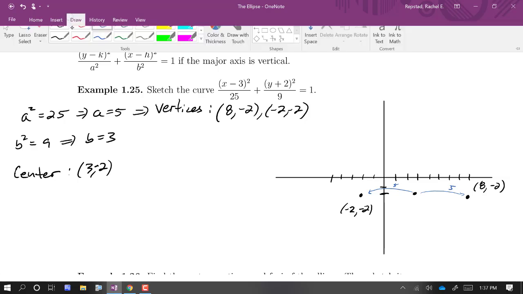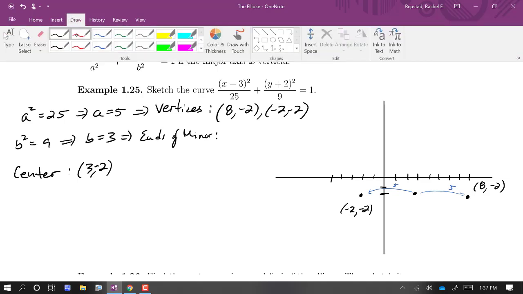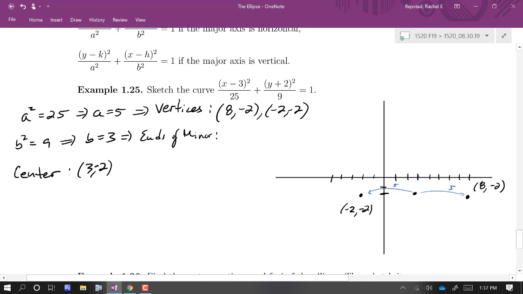What about the ends of the minor? It's gonna be 3, 1, and then 3, -5. You just add both sides, or add -3 rather. Yep, so we're going to go up 3 and down 3 from the center. So we're going to add and subtract 3 from the y coordinate of the center. So that's going to put us up here, as you said, at 3, 1.